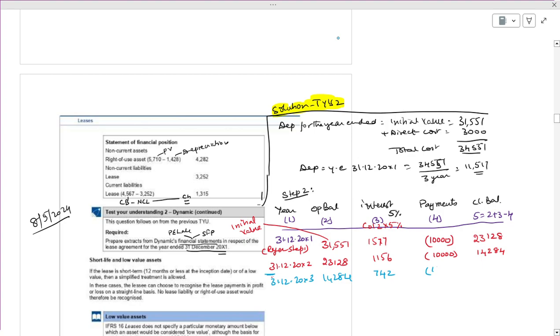And how much are you paying as lease payment in the third year? 15,000. And what will happen at the end of the third year? You will not have any balance. 2 plus 3 minus 4. The 742 was wrong; it is 714. No problem.